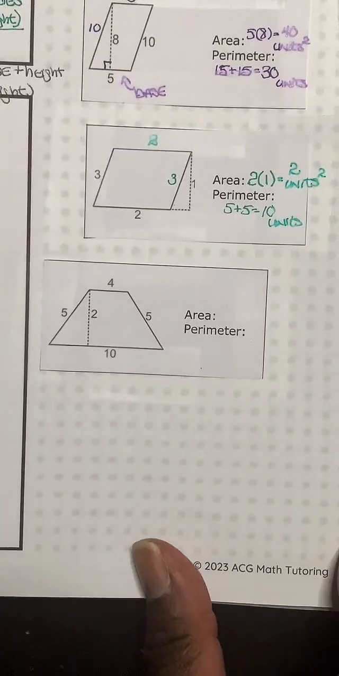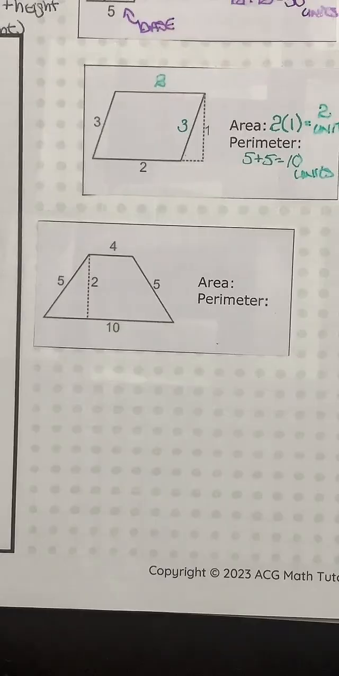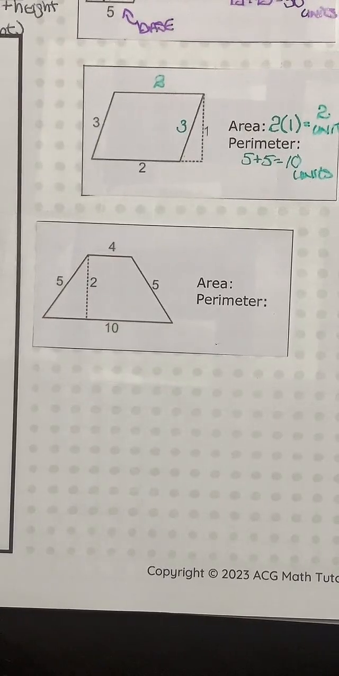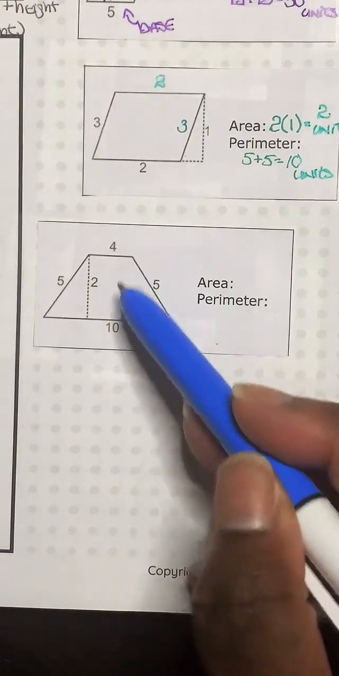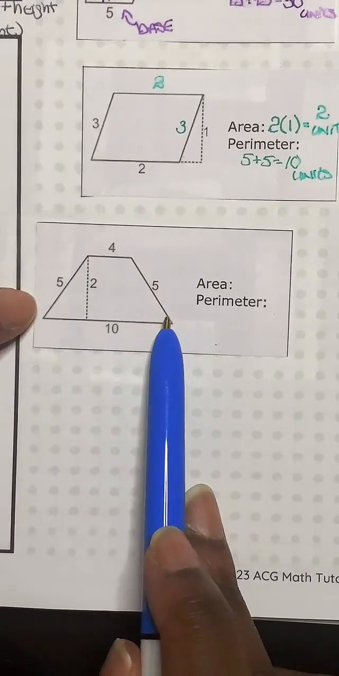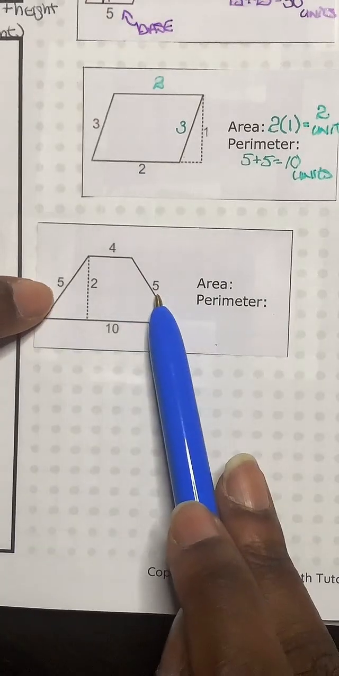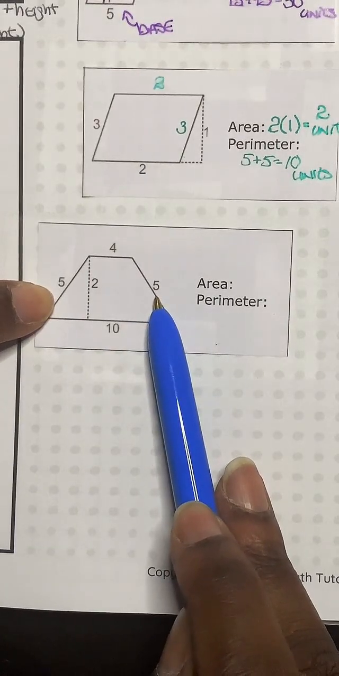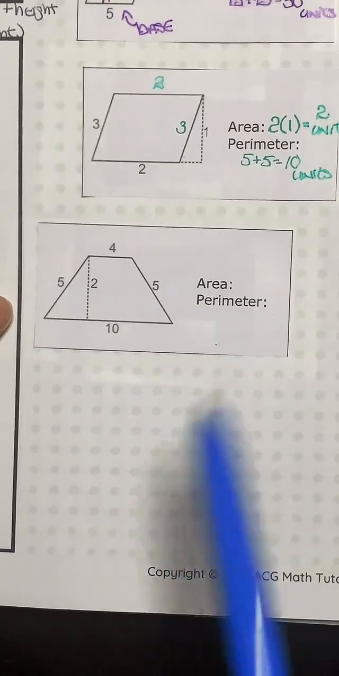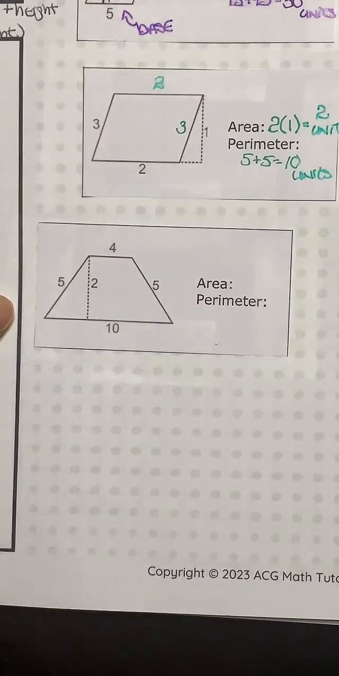Okay. So now with the trapezoid, if we're going to follow the formulas, we have two bases. We have our height, which is 2. And this, as I mentioned before, is an isosceles trapezoid because our two sides are congruent. So if we want to find the perimeter, all we're doing is adding the 4, the 5, the 10, and the 5. What do we get for our perimeter?